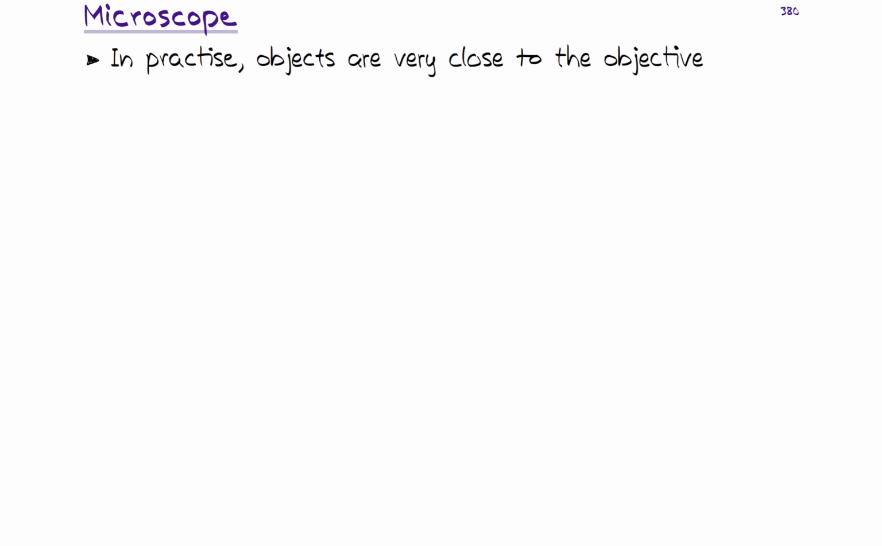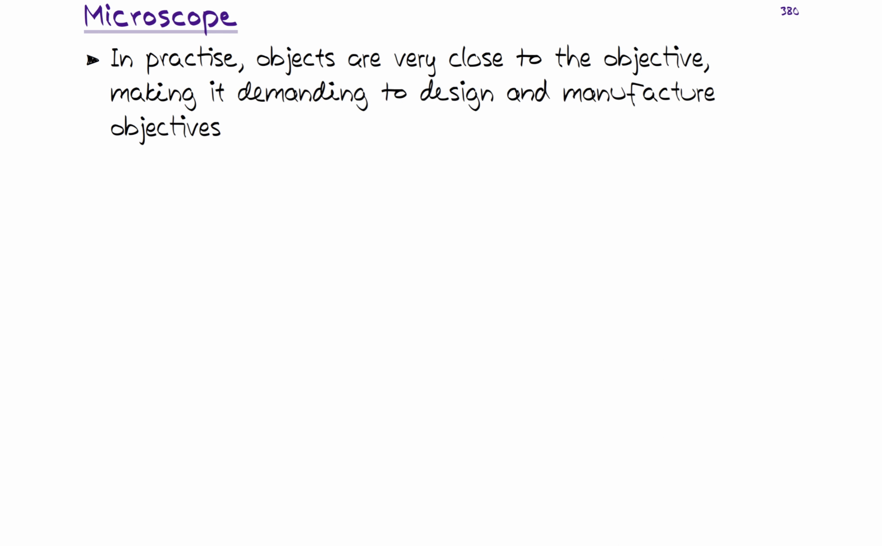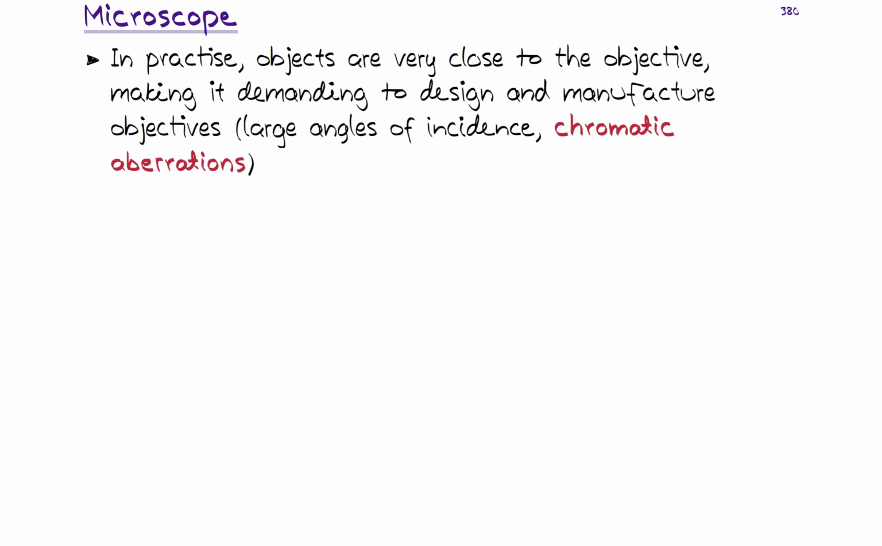Now, let's still look into the other considerations regarding microscopes, and especially optical microscopes. Of course, in practice, the objects that we want to inspect are very close to the objective lens, and this makes it quite demanding to design and manufacture the objective lenses, because there will be large angles of incidence at which the rays of light from the sample will hit the objective lens and propagate through. Subsequently, we will have plenty of chromatic aberrations and also other aberrations, and these need to be corrected.